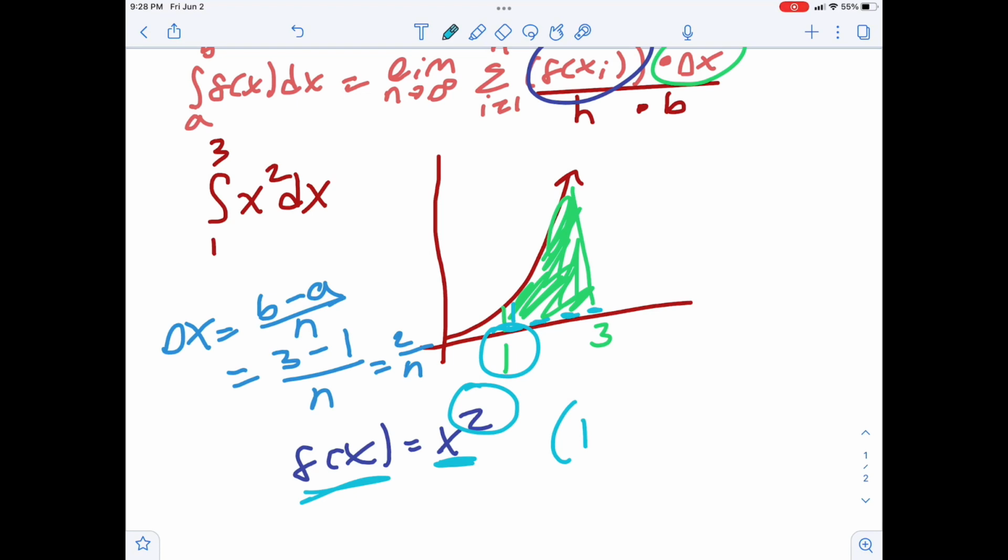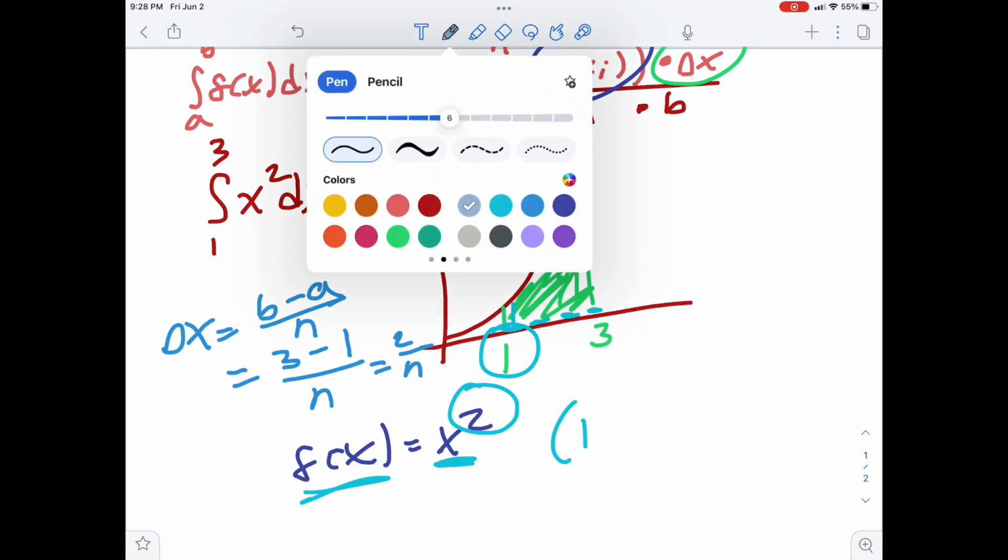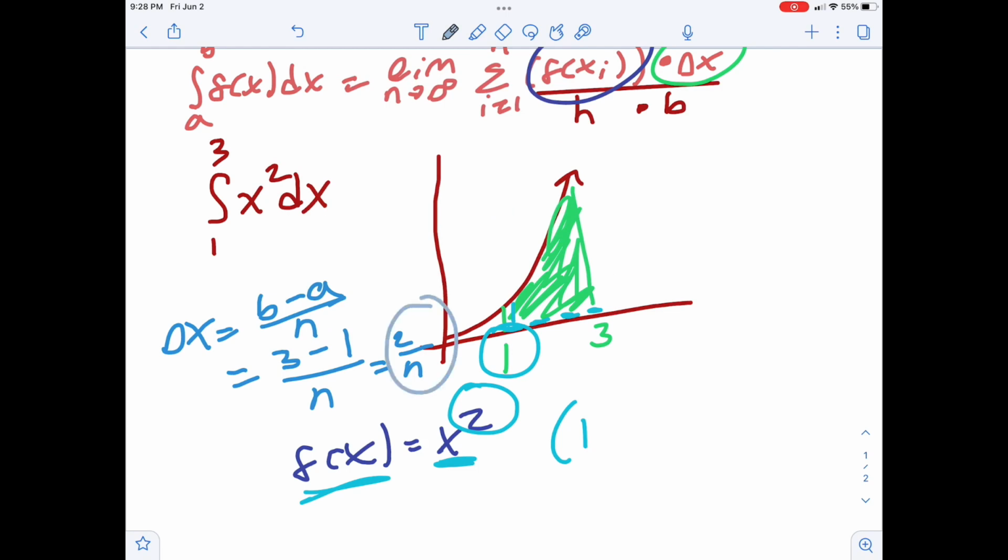And so I can't just write 1. What I can write, however, is, well, we found this 2 over n. That's the amount of rectangles I will be cutting this area up into. And so what I can say is that if I have 1 plus every little bit of distance that I accumulate, so every little 2 over n that I accumulate from i equals 1 to i equals n, and I square that, that's my height.